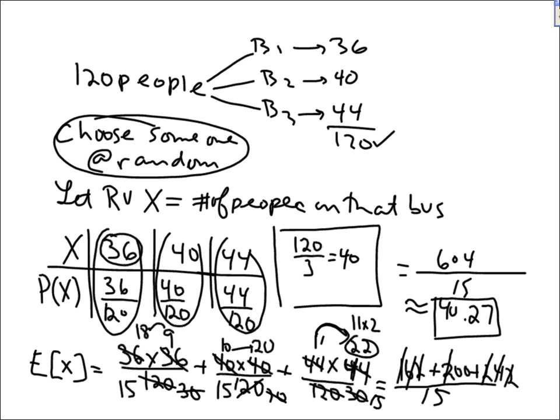Okay, let's try one more problem. Expected value is very big when it comes to gambling. How much money do you expect to make each time you play a game? Now remember, we can always talk about how much you make. If you make negative $2 per game, that just means you lose $2 a game.